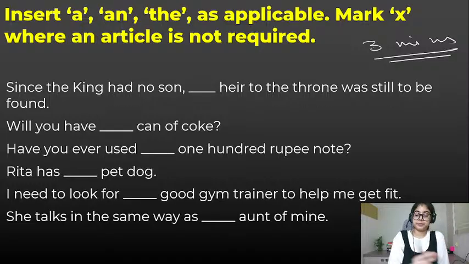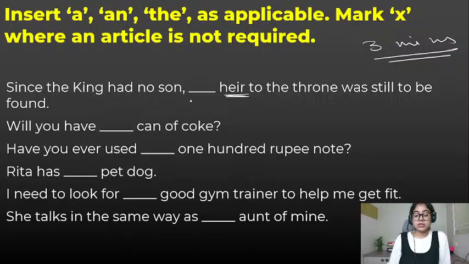All right, yeah. Now let's discuss the answers. Since the king had no son, dash to the throne. Now I'm deliberately skipping this word. The answer depends on the pronunciation of this word. If you know the pronunciation and if you get it right, you can get the right article. This word is pronounced as air. Okay, the H is silent. It's not hair, it's air.